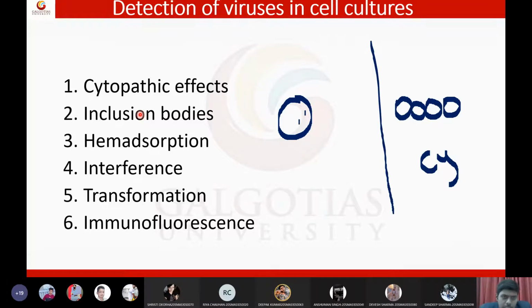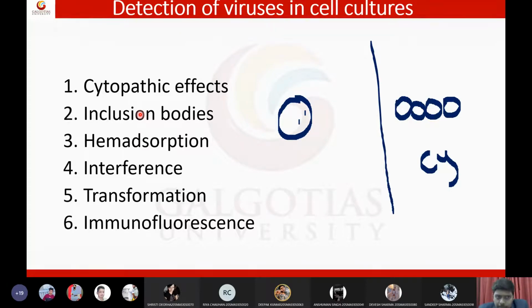Then hemadsorption test. Hemadsorption test is done specifically for identifying red blood cell agglutinating viruses such as influenza virus. So presence of influenza virus in the tissue cultures can be detected by using hemadsorption test, where we will add 2 to 3 drops of blood to the culture media. If there is influenza, the blood will clump immediately. Clumping of blood indicates presence of a hemagglutinating virus in the culture media such as influenza. Then interference test.